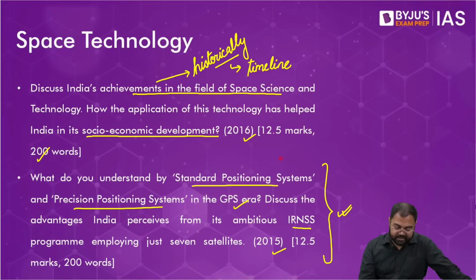discuss here. If you remember, we discussed that there is standard positioning system and the restricted service. So that restricted service is also called the precision positioning system. So you simply have to write that and why we need it. And then after that, IRNSS, again, a question similar to what we just discussed.